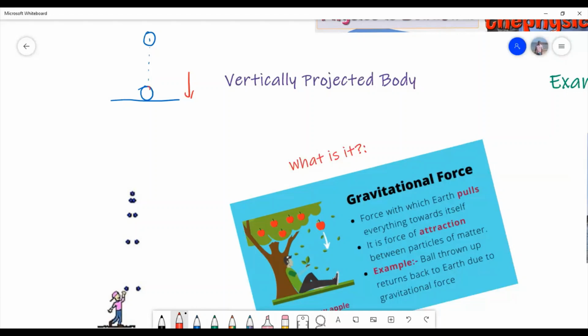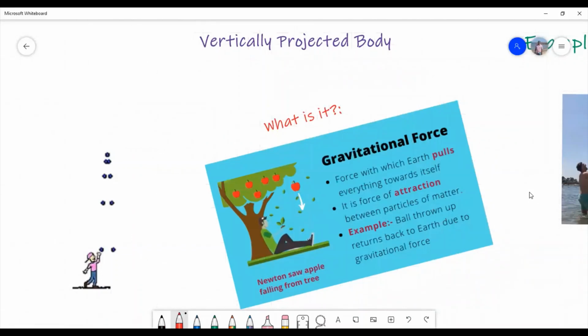See, when we want to project a body, why do we need some effort? Because the body is moving against gravity. The gravitational force is acting downward. So for that reason, we have to apply force. So we all have learned what this gravitational force is: the force with which Earth pulls everything towards itself or towards its center. So we call it an attractive force because Earth attracts everything towards the center of the Earth. And here we should understand some examples.